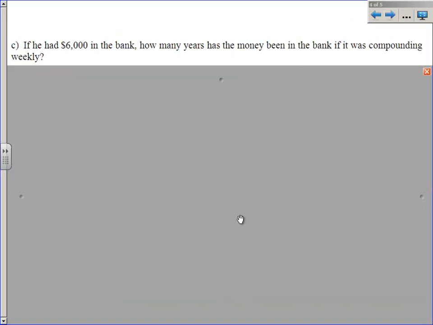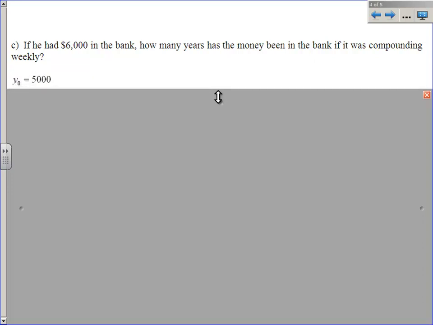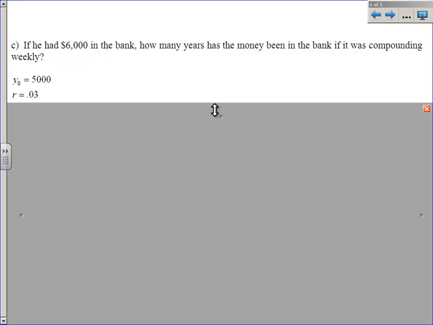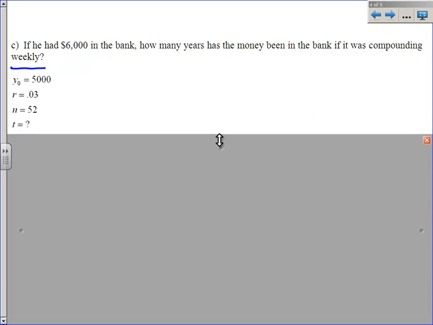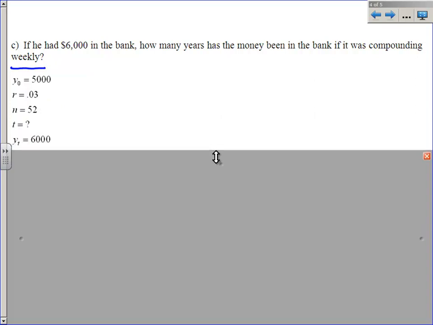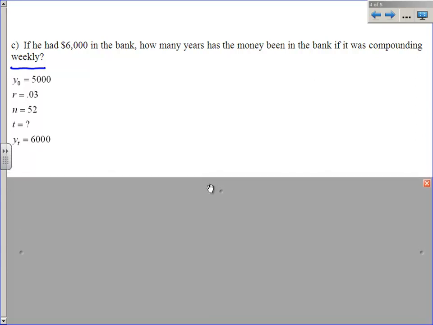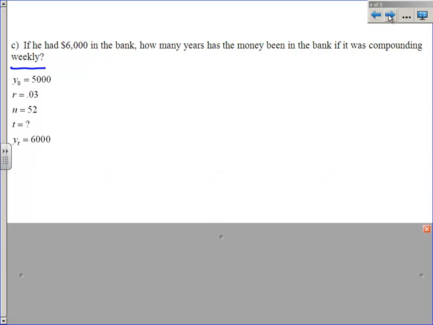All right, let's do another example. If he had 6,000 in the bank, how many years has the money been in the bank if it was compounding weekly? Well, 6,000 would be the y of t, and again, our initial amount was still 5,000. Interest rate was still 3%. This time we're going to compound it weekly. That's 52 weeks in a year. And then we want to find out what is the value for t to make it grow to 6,000.